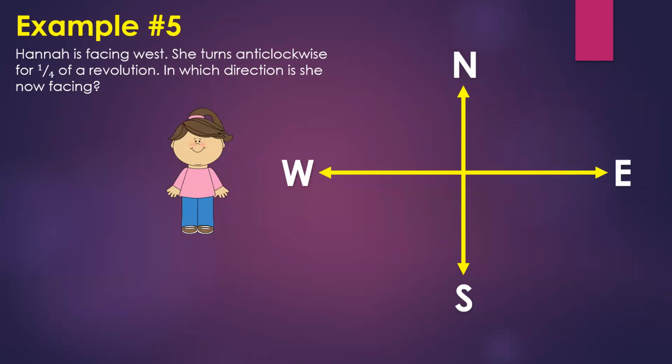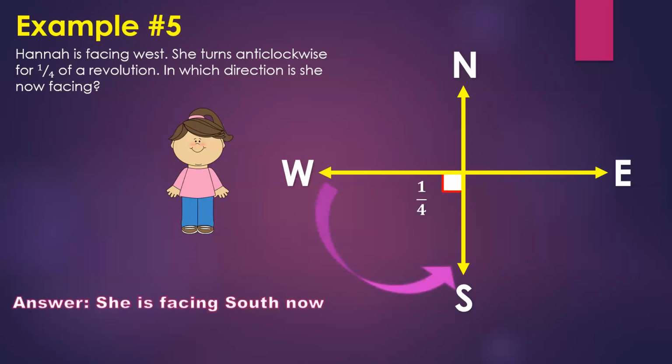South. I'm positive that it is south. All right, explain why you think it's south, Rashad. Because if she is facing west and she turns anti-clockwise 1/4 of a revolution, basically she's going down 1/4, which is south. Very good. Yes, I get it. Anyone else got south? Yes, sir, I did, sir.